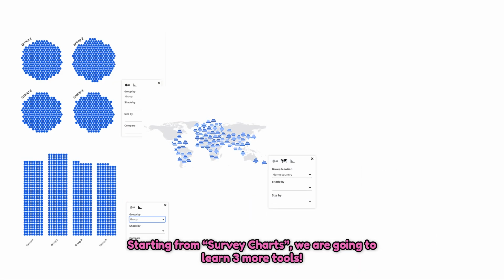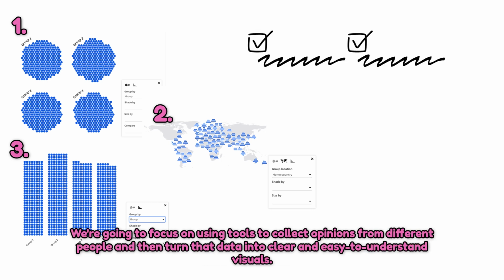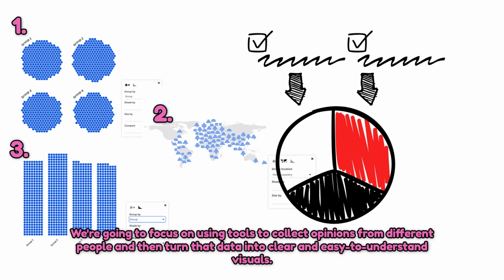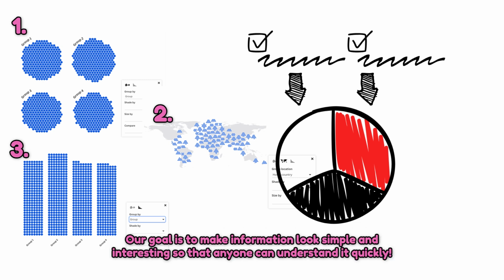Starting from survey charts, we are going to learn 3 more tools. We're going to focus on using tools to collect opinions from different people and then turn that data into clear and easy to understand visuals. Our goal is to make information look simple and interesting so that anyone can understand it quickly.